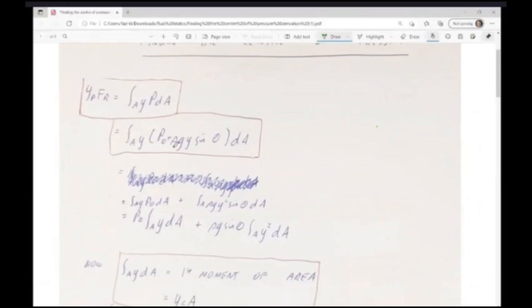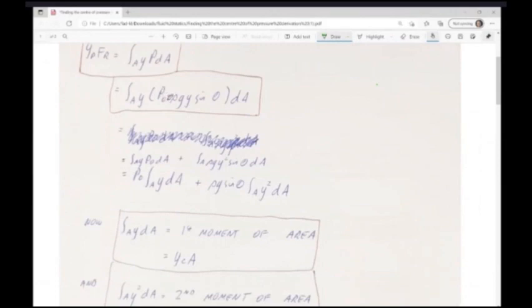So we're going to integrate that term. We've actually got two terms in that bracket: we've got P0 and we've got rho g y sine theta. So let's expand that, and instead of integrating this entire bracket, let's integrate this first term and this second term. So we end up with two terms. That first term is P0 times the integral of y dA. That's this term here.